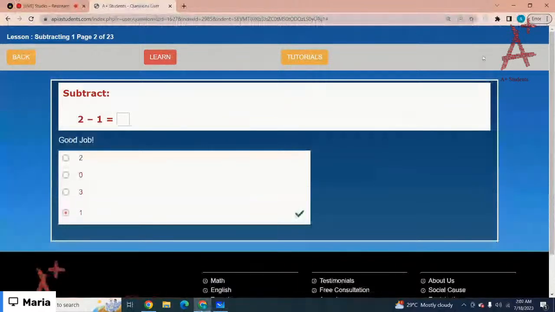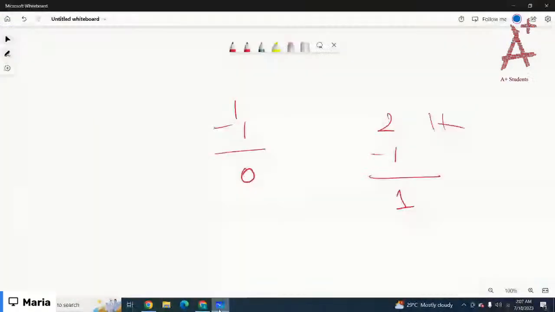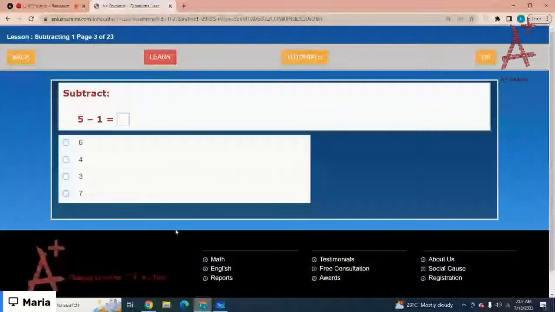The next one is 5 take away 1. So let's just make 5 lines, 1 2 3 4 5. Just remove one of them and count the rest of the lines. How many lines are we left with? 1 2 3 4. So 5 take away 1 is 4. If you already know the answers, you can just write the answers in the chat box. So 5 take away 1 is 4. So the correct option is 4.